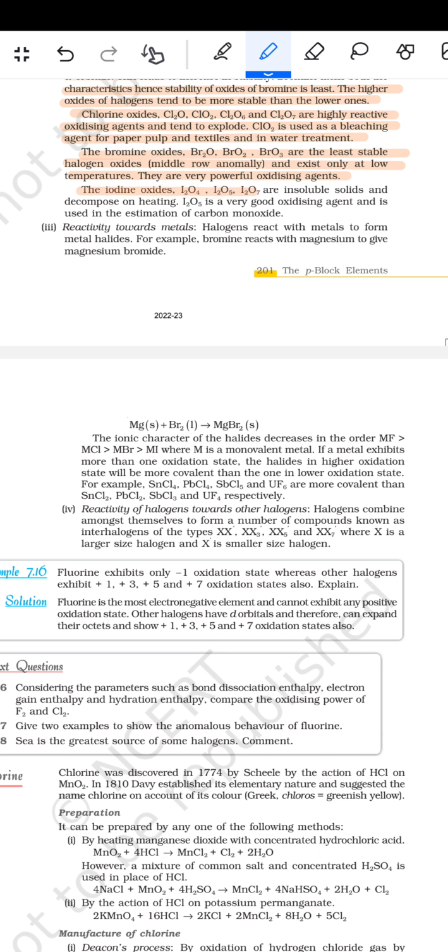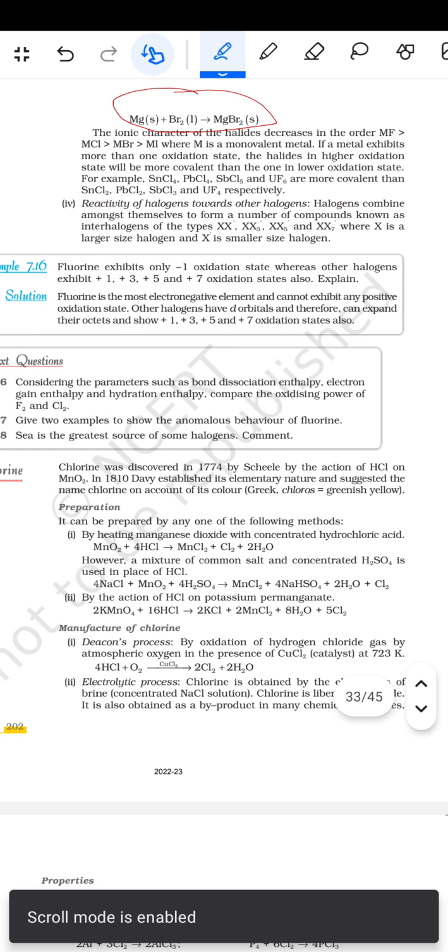The iodine oxides I2O4, I2O5, I2O7 are insoluble solids and decompose on heating. I2O5 is a very good oxidizing agent and is used in the estimation of carbon monoxide. Reactivity towards metal. Halogens react with the metals to form metal halides. For example, bromine reacts with magnesium to give magnesium bromide. Mg plus Br2 gives MgBr2.